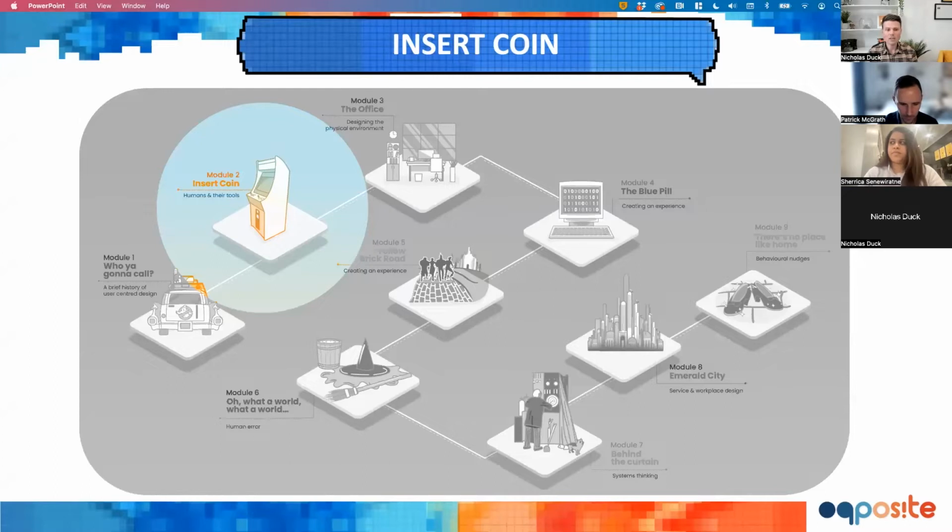The rest of the program, which we've also developed into an online program, covers lots of other topics as well. It looks at things like human error, human experience, systems thinking, behavioral nudging. So the full program covers all these different topics. This is only a truncated sample of module 2.